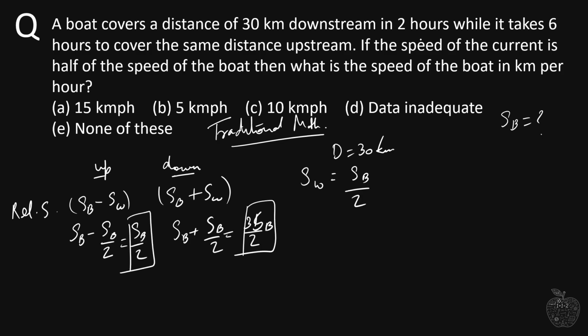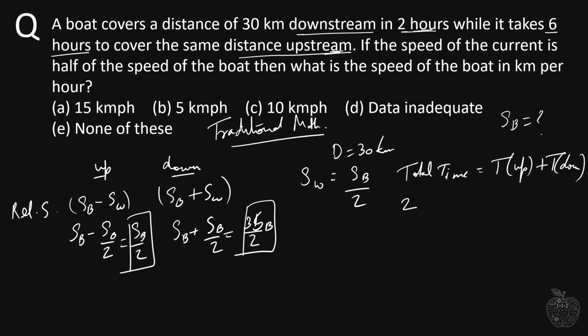Now we all know that total time will be what? Total time in this case will be time taken by the boat when it is going upstream plus time taken by the boat when it is going downstream. This will be the total time in this case, right? And what is the total time here? When the boat is going downstream, it takes 2 hours, and when the boat is going upstream, it takes 6 hours, so 2 plus 6 will be 8. So I'll directly write 8 here. This is the total time, right?